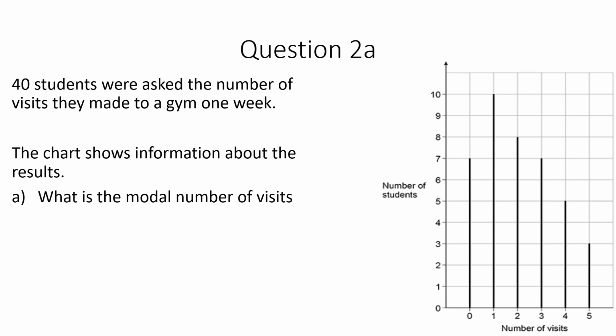Okay, so the modal number of visits then, once again, that's nice. That's the easiest one to do. It's the highest bar. We can see that 1 has the highest bar, so 1 visit is therefore going to be the modal number of visits.